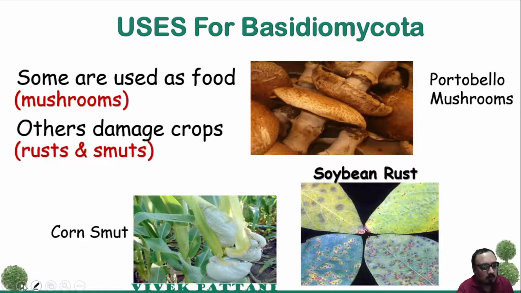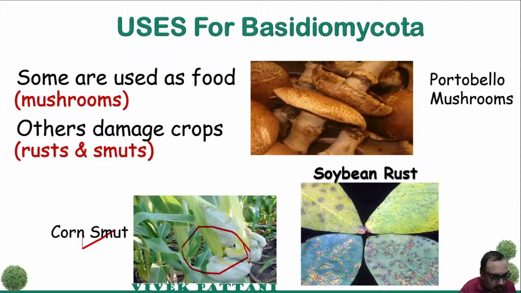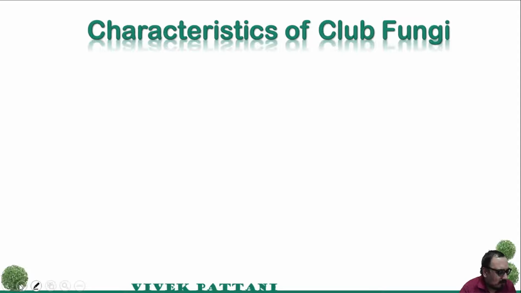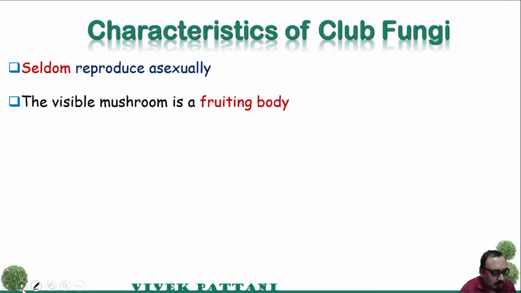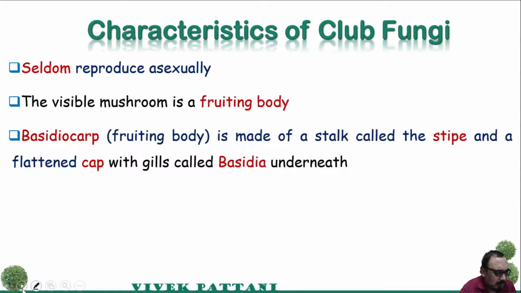This is a photograph of a corn smut, where you can clearly see the smut and the rust, similar to the rusting of an iron. Today's lecture will be more of an informative and generalized lecture regarding the fungi. And the other characteristic of these club fungi is that they seldom reproduce asexually.